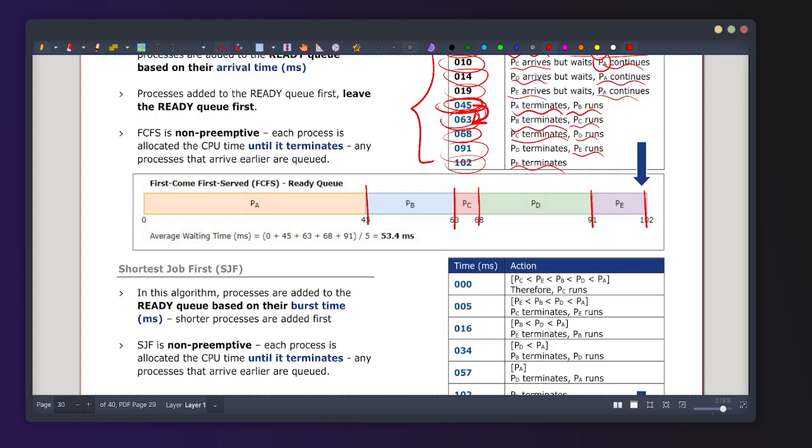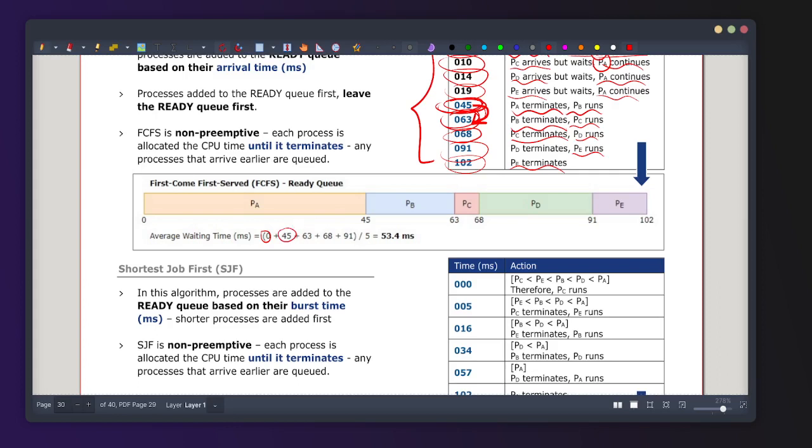Okay, so let's ask ourselves, what is the average waiting time for each of these processes? Process A. Did it have to wait? Did it have to wait to be taken into the CPU? No. Since process A arrived first, it was taken in immediately. So the waiting time for process A is 0. What's the waiting time for process B? Process B was taken in only after process A finished. So its waiting time is 45 milliseconds.